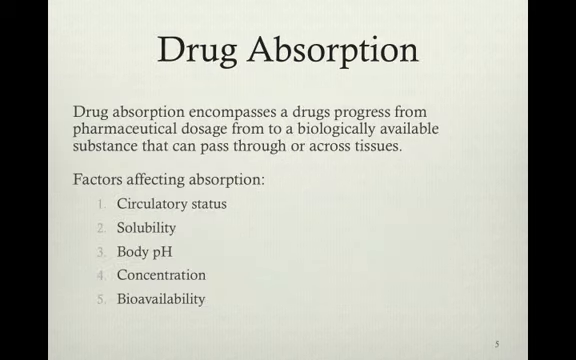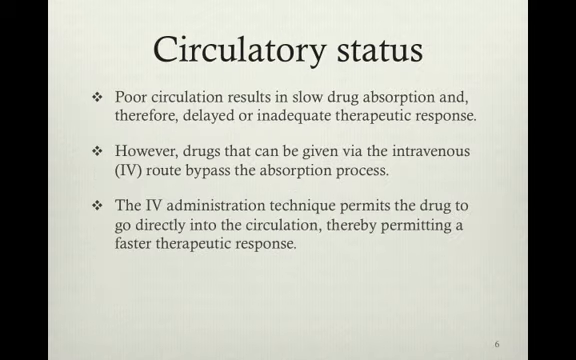Drug absorption. Drug absorption encompasses a drug's progress from pharmaceutical dosage to a biologically available substance that can pass through or across the tissues. And the factors on absorption, or the ability to absorb the drugs, pretty much come down to these 5 categories here. 1, what is the patient's circulatory status? Do they have the ability to get the drug to the actual receptor? And solubility. Body pH, concentration, and bioavailability. And we'll talk about these in the next slides.